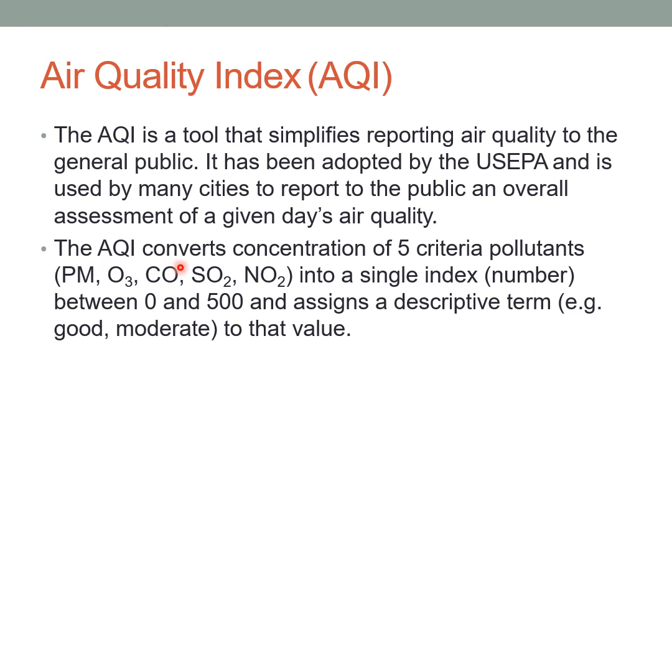The Air Quality Index converts concentration of 5 criteria pollutants, that means particulate matter, ozone, carbon monoxide, sulfur dioxide, and nitrogen dioxide into a single index number between 0 to 500 and assigns a descriptive term, that means good or moderate, to that value. That means the air quality index converts these 5 pollutants and assigns a number from 0 to 500, and based on this number they rate the air quality as good or moderate.